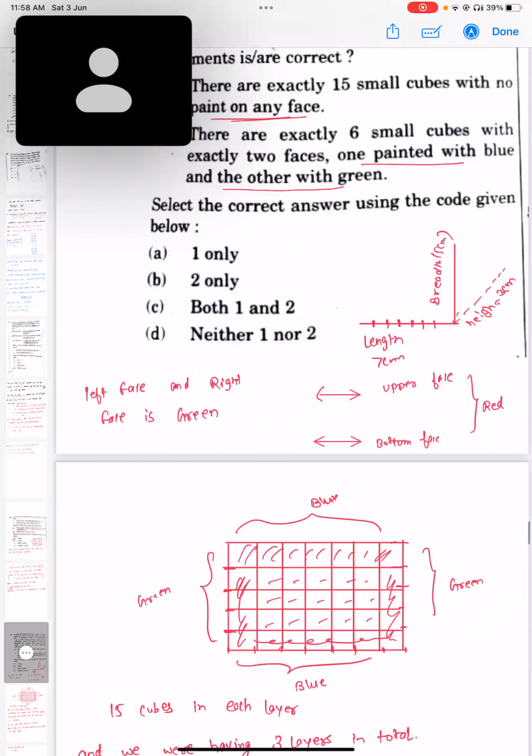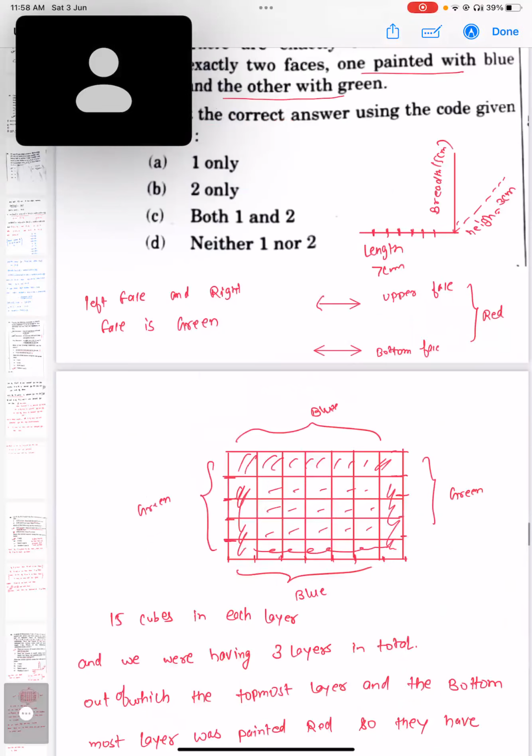The topmost layer and the bottommost layer will also be painted red, so we have to exclude them again. So we are left with only one layer. And in this one layer, how many cubes are painted with green and blue? This one, this one, this one, and this one. These cubes have one face blue and one green.